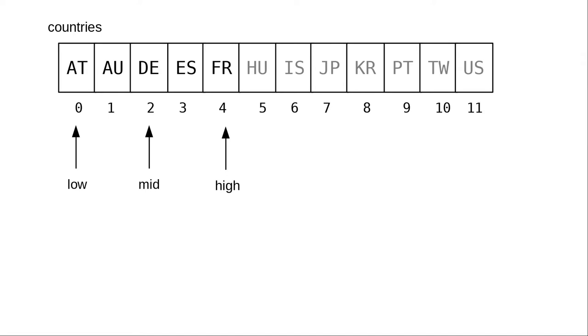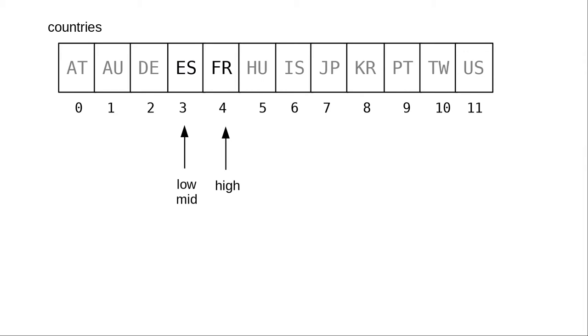ES comes after DE, so we set the low marker to 1 past the middle, eliminating Austria, Australia, and Germany, and recalculate the middle point. We found Spain, and we return its index, 3.